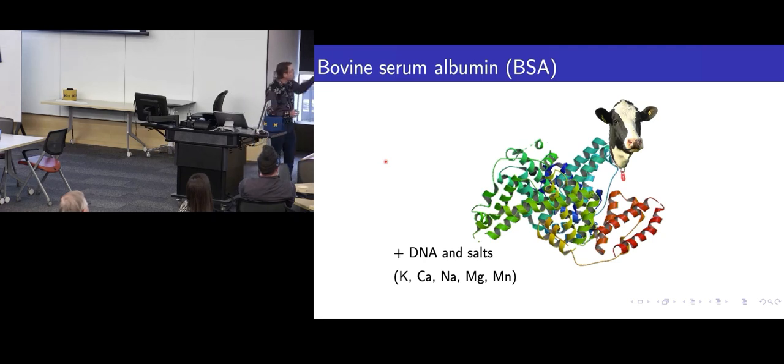If we load that up with DNA and salts, we can get the nutrient profile to look just the same as the arthropod prey. But this bovine serum albumin is soluble in water, so we can take out just a few microliters and get the measurement that we want. And that was what we needed to be able to do this work.